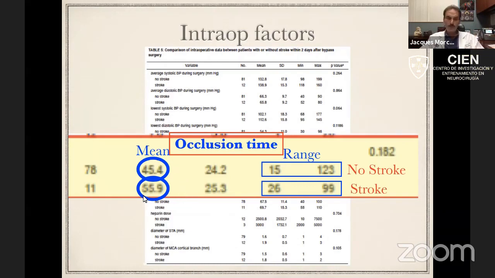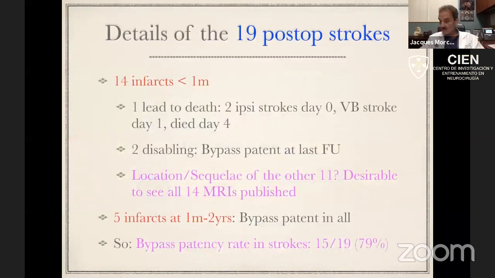But I do want to draw your attention that these are very long times for an STA-MCA bypass. It should be about 20 minutes, 25 minutes, 30 minutes, but not that long. I'm not suggesting that's a reason why it failed, but I'm suggesting that that's a consideration to understand.